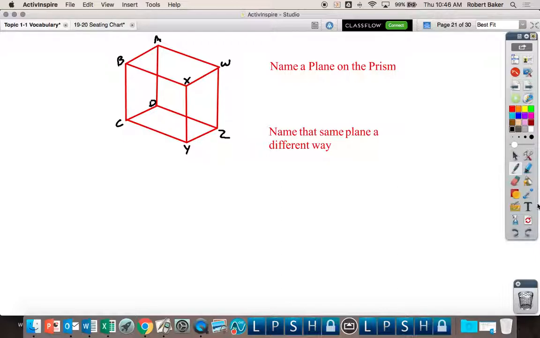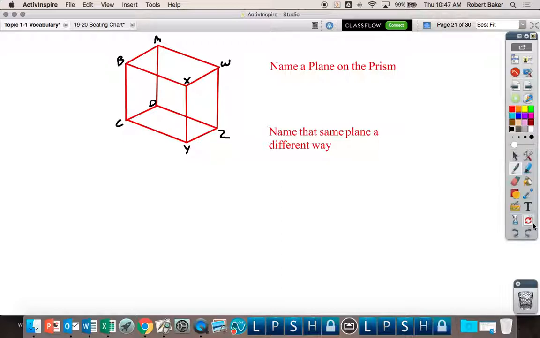So it says, name a plane on the prism. You want to give a shot at that one? You're close. He said XAW. Can we fix it? Don't change the letters. Just add a word. Plane XAW. I didn't hear you. Sorry, my bad. Plane XAW. He said, what did I do wrong? Plane XAW. Y'all see that one? It's at the top of the box, if that's the way that you see the box laid out. Does that kind of make sense?